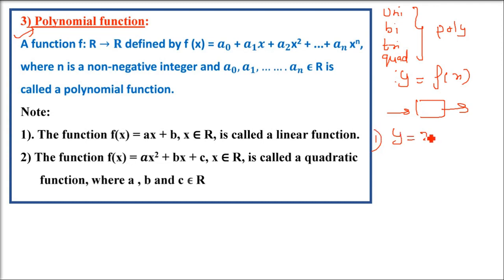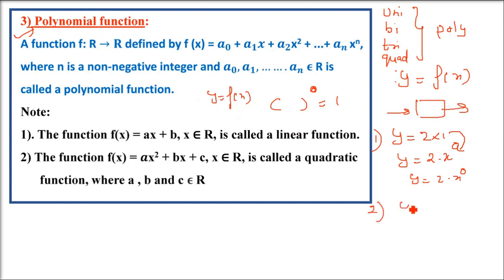I am going to write every polynomial and you will see they correspond to some function. This is nothing but 2 into x to the power 0. Anything to the power 0 is always 1. So you can write y equals 2 into x to the power 0. So this is a polynomial. This is a constant function, a constant polynomial, because x to the power 0 is 1. It is actually linear because y equals 2 is a straight line.